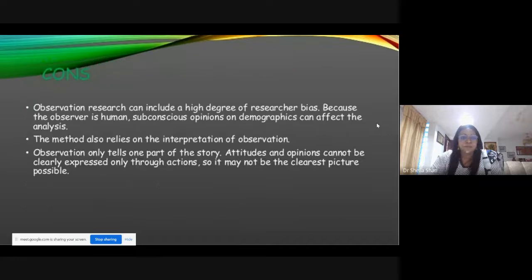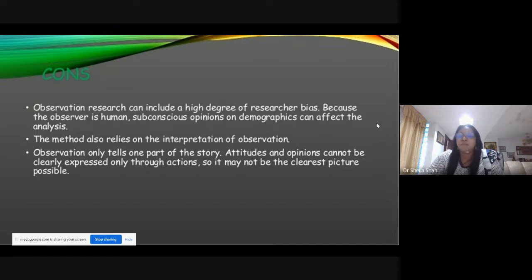All right. Cons. Observation research can include a high degree of researcher bias, because observers, we are also human. And subconscious opinion on demographic can affect the analysis. The method also relies on the interpretation of the observation. Actually, the person means something else, but from your observation, you made the wrong conclusion. And observation only tells one part of the story. So attitude and opinion cannot be clearly expressed through action.